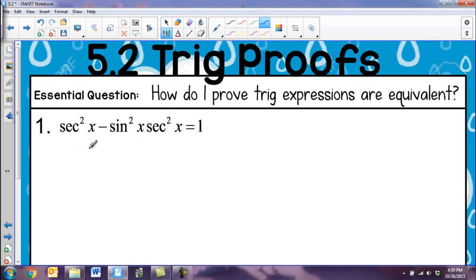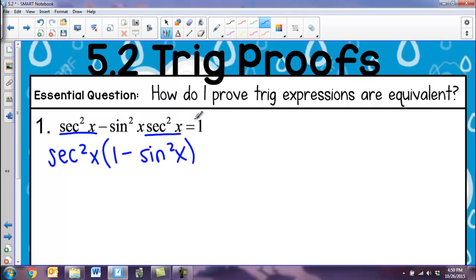Now the one thing you can do here is, you notice that you have a secant squared x in both pieces of your equation. So I'm going to use that as a common factor and factor it out. So I have secant squared x on the outside, 1 minus sine squared x. Okay, and again, once I've picked this side, I'm trying to work towards the other one, but I can't do anything to that one anymore now that I've started.